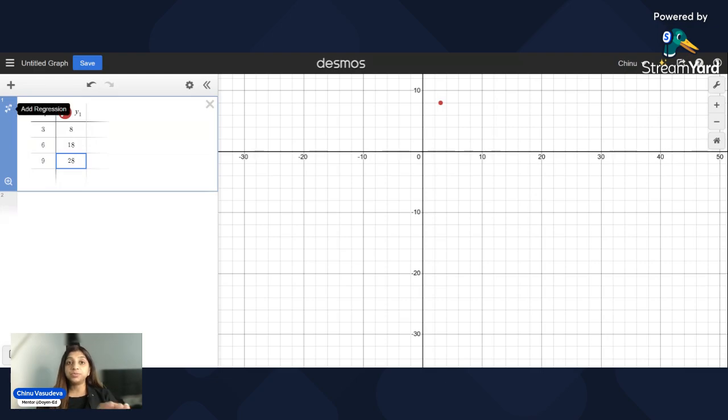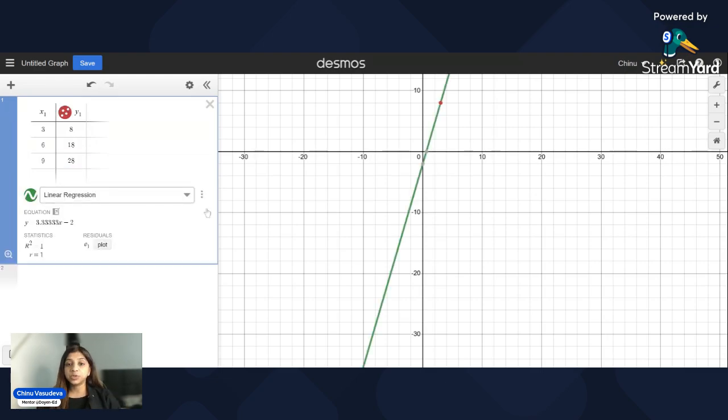Add regression, which means that you can add the line here. So if you can see your line here, you can see the y-intercept, you can see the x-intercept, and you can see your equation also. So now your equation is y is equal to 3.3333x. So it's basically 3 1/3, right? Now when you look at 3 1/3, it's 10/3.